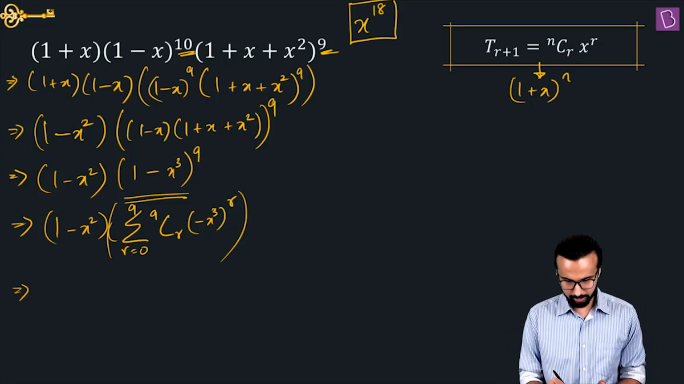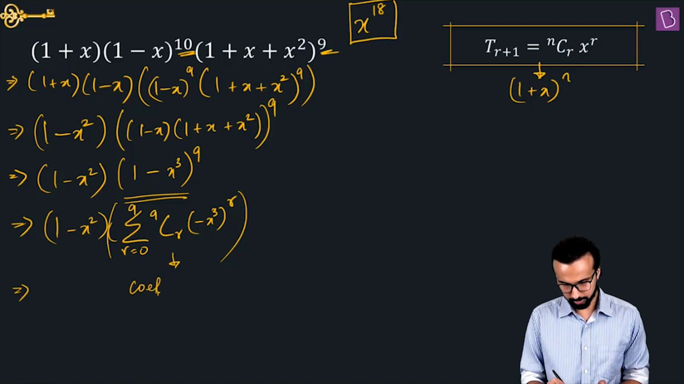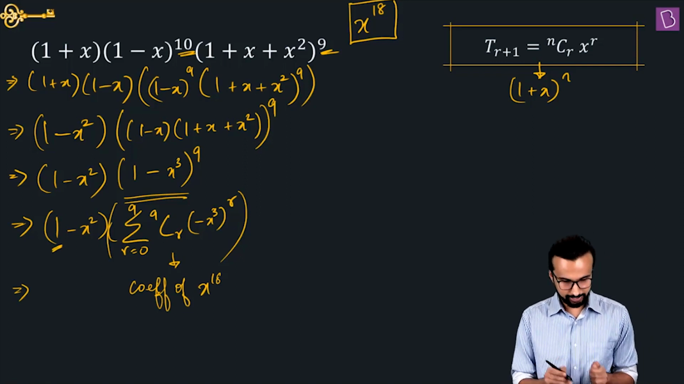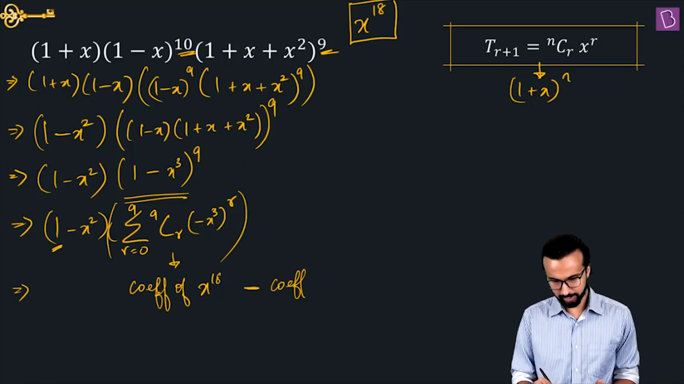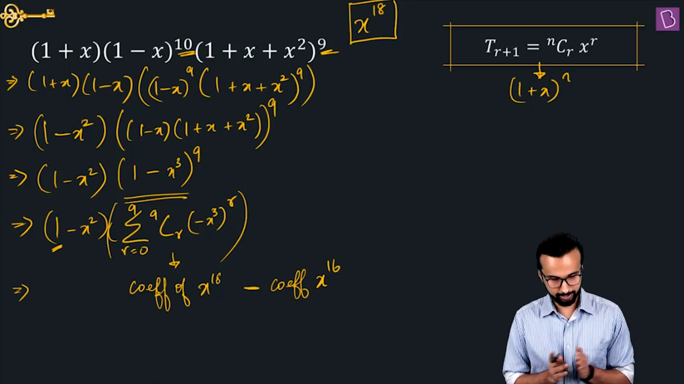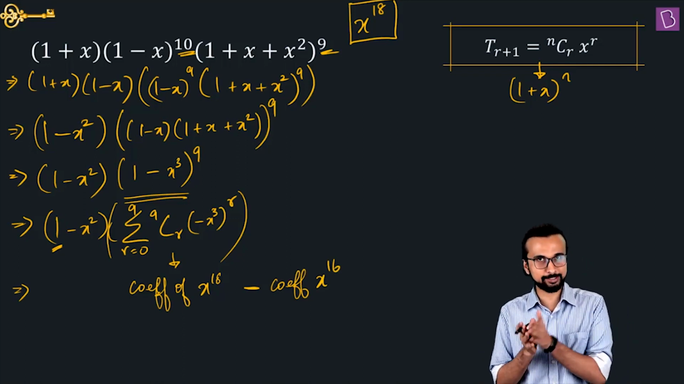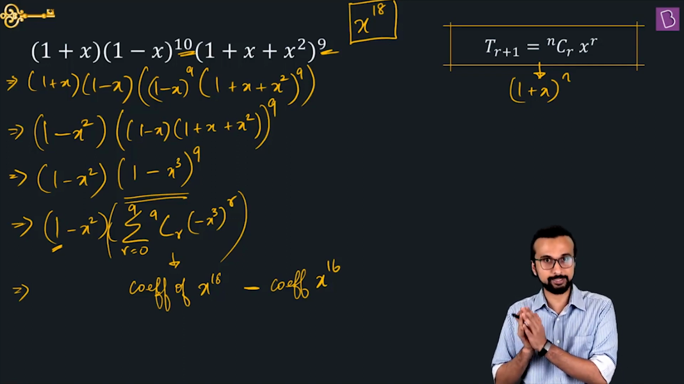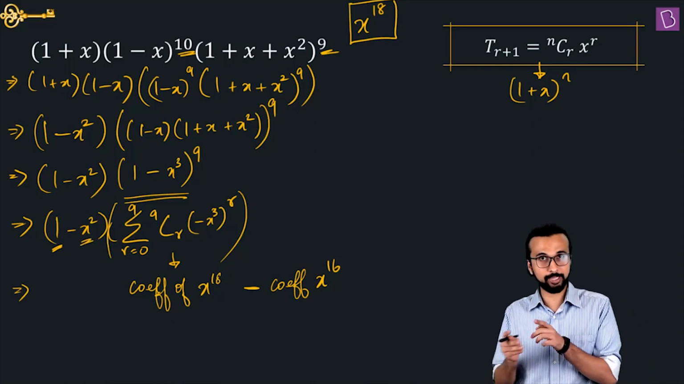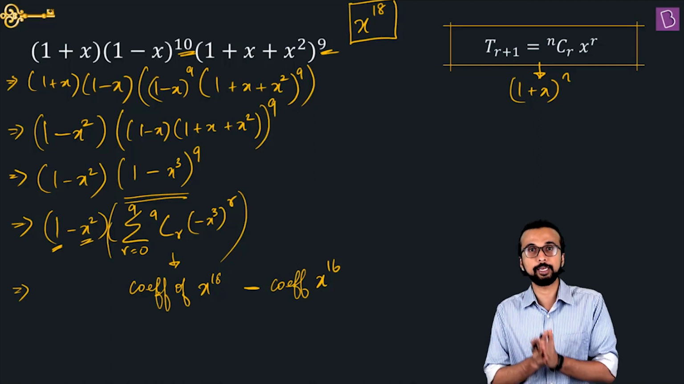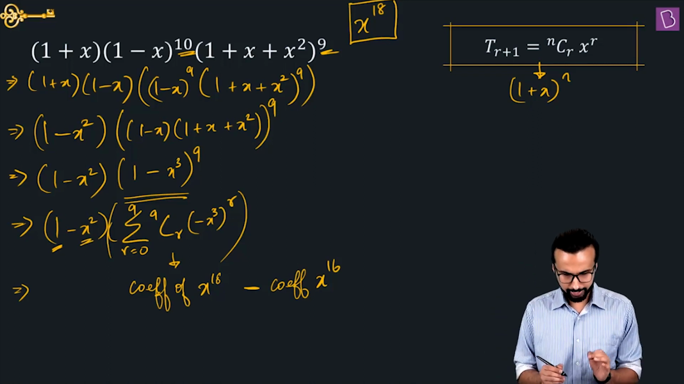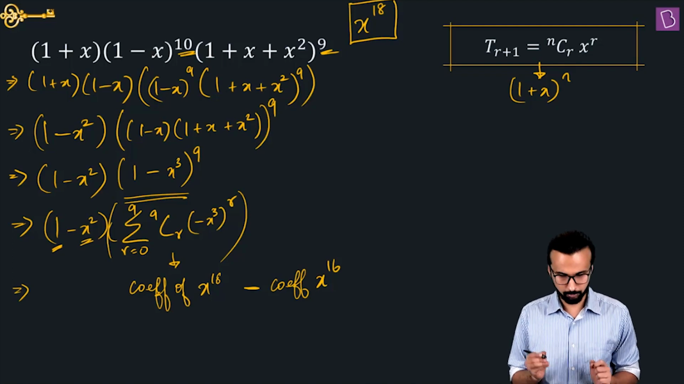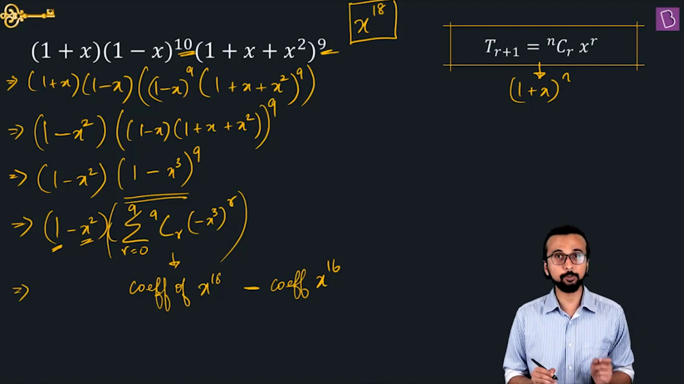First, I look at the coefficient of x power 18 and multiply with this 1 which is lying outside. Then I see this minus x square, so from it I subtract the coefficient of x power 16. In this expansion, 1 minus x cube raised to 9, I'm finding the coefficient of x power 18. From that, I'll subtract the coefficient of x power 16, because this x square will multiply with the x power 16 term to become x power 18. For x power 18, you put r equal to 6.